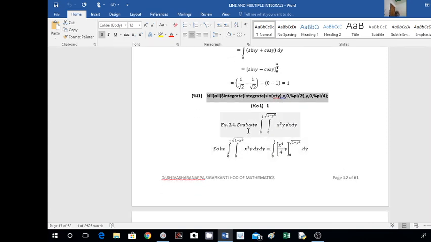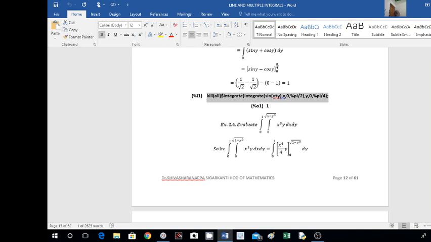Next example is evaluate 0 to 1, 0 to root of 1 minus y square, x cube y dx dy. See here the limit, first we are integrating with respect to x, then with respect to y. Limits of x are 0 to root of 1 minus y square and limits of y are 0 to 1. Okay. So this is the integration of x cube y. First we are integrating with respect to x here. X cube integration is x raised to 4 by 4, and this y as it is. This is between 0 to root of 1 minus y square, dy.